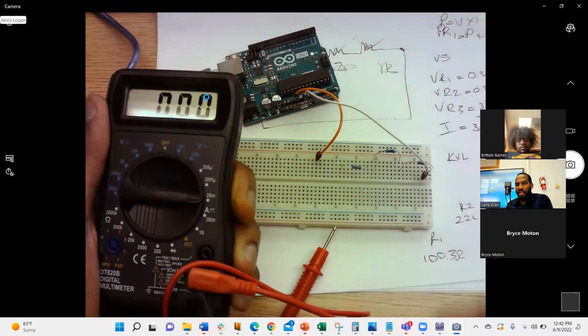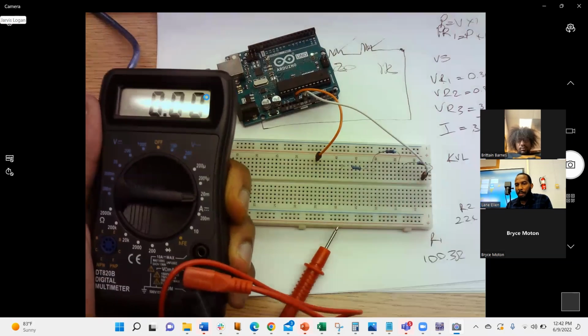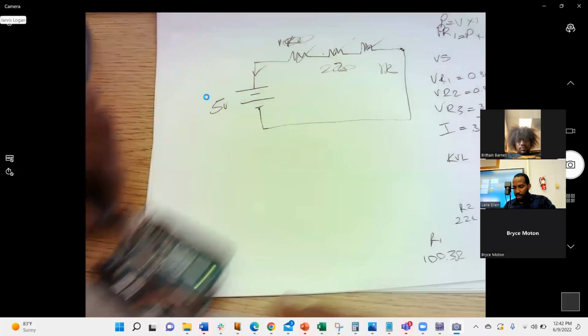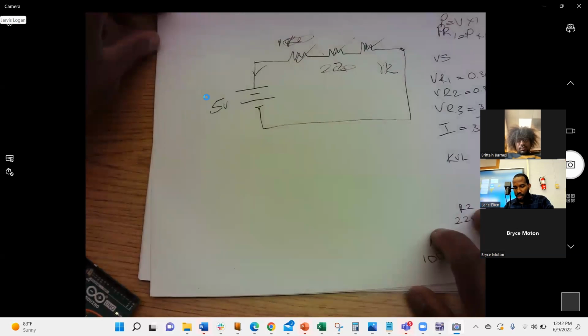So let's do the parallel circuit, and we'll see, of course, this circuit will draw more current. Okay. So we'll start by drawing just a simple parallel circuit.